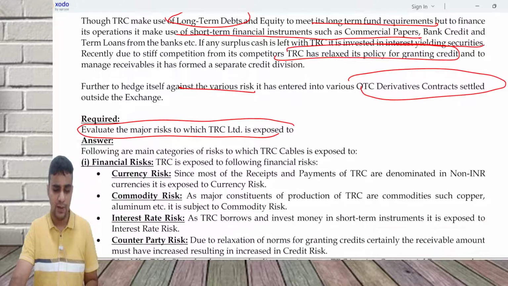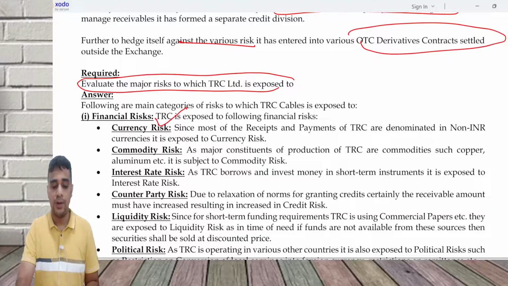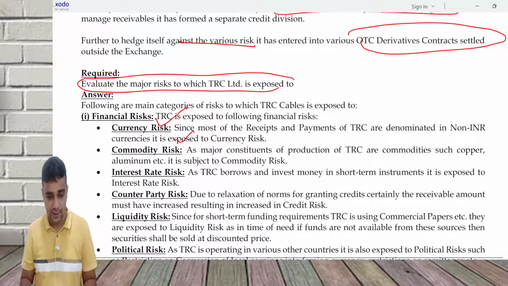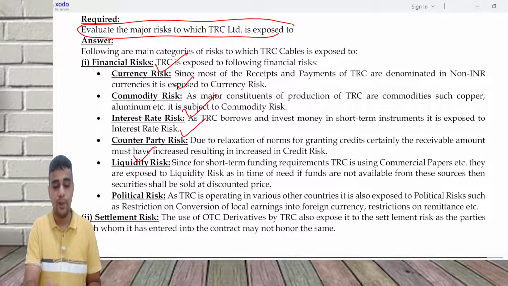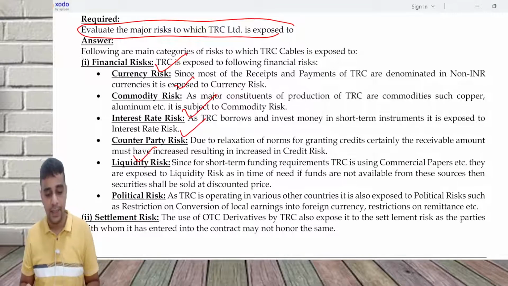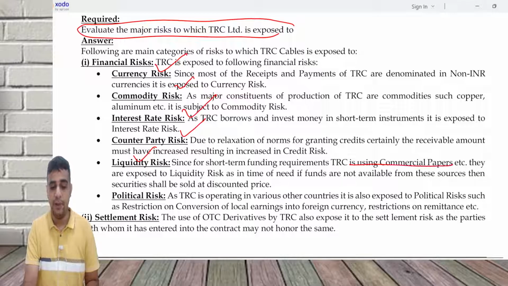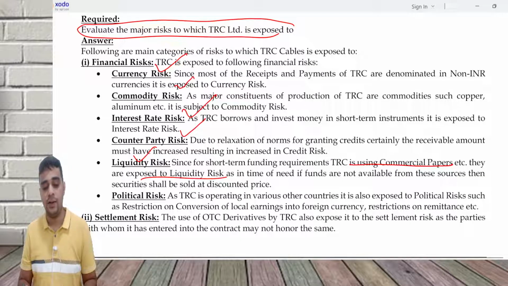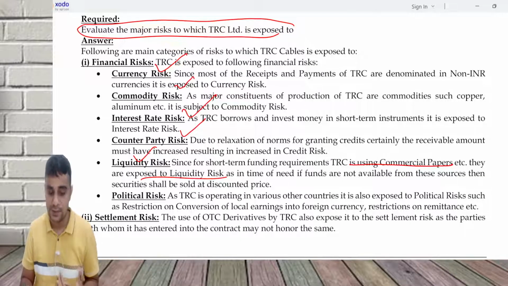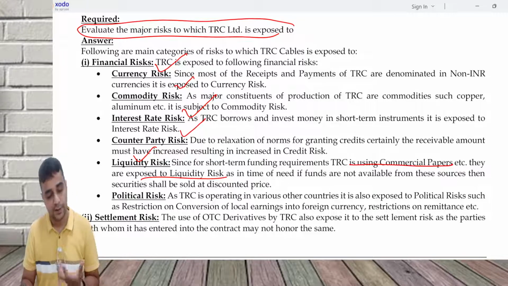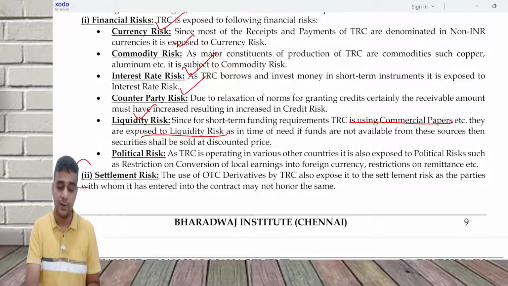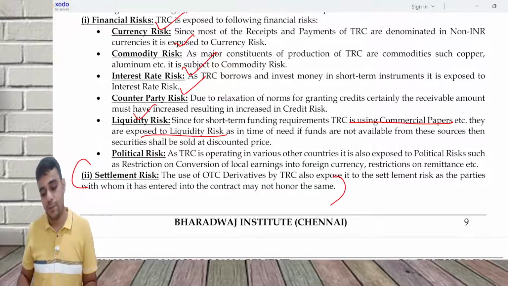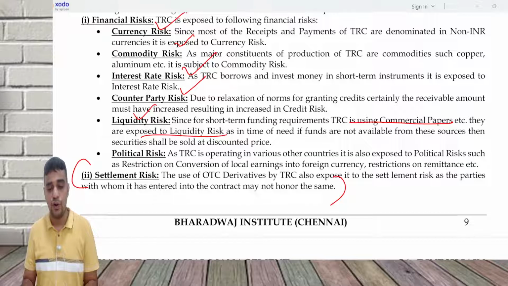Let's see what they have mentioned. Currency risk, commodity risk as price risks, interest rate risk, counterparty risk, liquidity risk. Liquidity risk is the inability to meet my obligation. Because I'm using commercial paper, I will be exposed to liquidity risk, because in case I do not have the funds to make the payment, there's a possibility of liquidity risk. Political risk is there, and settlement risk. This is basically because of the over-the-counter derivative product. In case you enter into normal derivatives, you will not have this settlement risk.